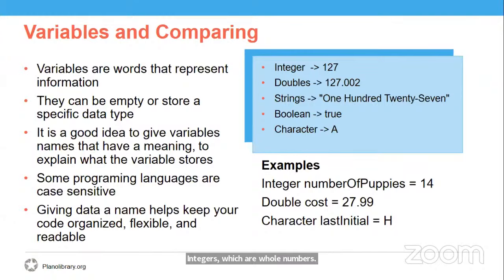Doubles or floats, which is the same word for different sizes of decimal numbers. Strings, which is words or sentences. Booleans, which is just a true or false value. And then characters, which would usually be a single letter, but can also be things like parentheses and stuff like that. Sometimes the format might be a little odd depending on the language. The computer will treat all of these differently. So the variable needs to know what type of information it's going to hold.